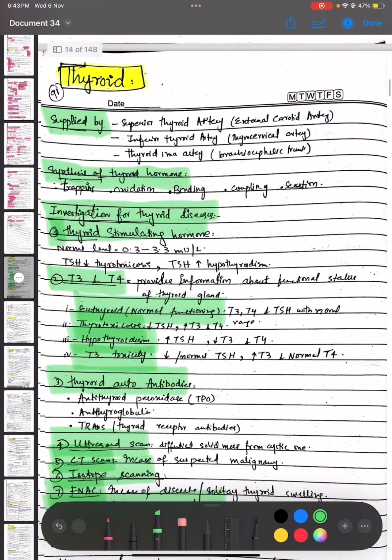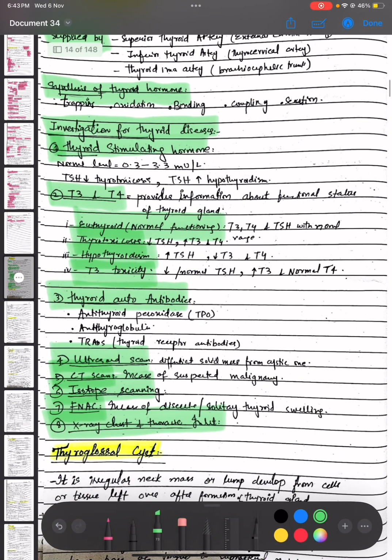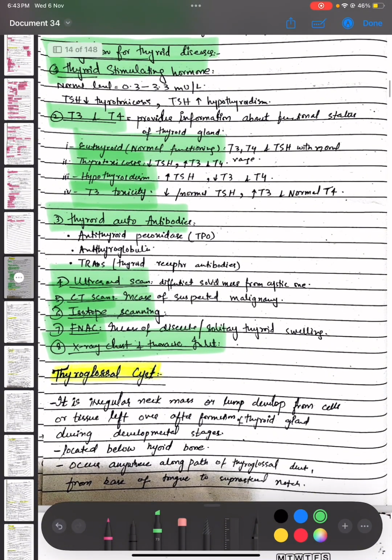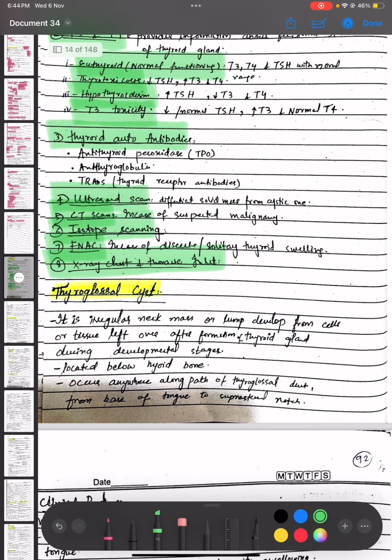We have studied which arteries supply thyroid. These are superior thyroid artery, inferior thyroid artery, and thyroid ima artery. Then through which steps the synthesis of thyroid hormone occurs: trapping, oxidation, binding, coupling, and secretion. Then investigations for thyroid diseases: thyroid stimulating hormone, T3 and T4, thyroid autoantibodies, ultrasound scan, CT scan, isotope scanning, fine needle aspiration, X-ray chest, and thoracic inlet.